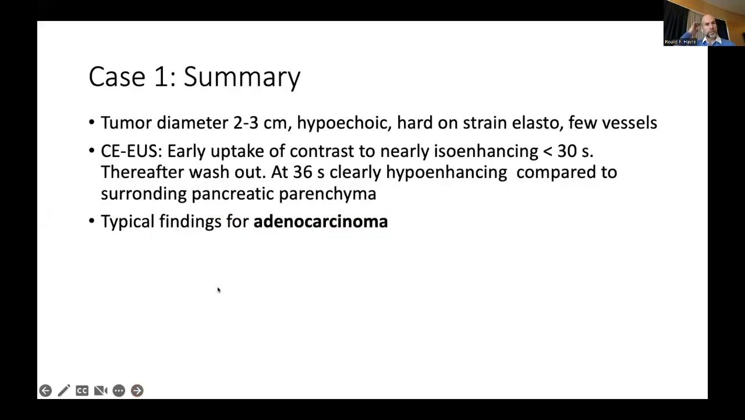So in summary, tumor diameter of 2 to 3 centimeters, it's hypoechoic on B mode, it's hard on strain elastography, and it seems to have few vessels. So we already have a strong indication that this is a malignant tumor.